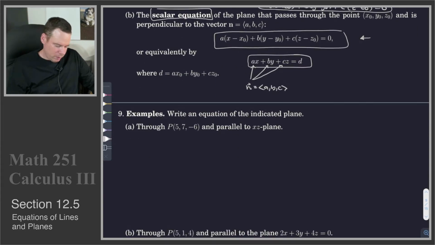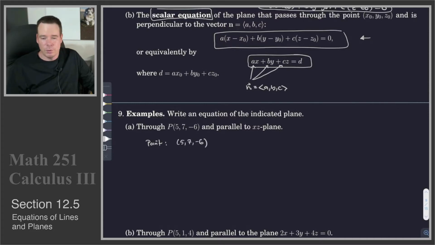All right, let's go ahead and do an example. We are going to write out the equation of the indicated plane. It's a plane that passes through the point 5, 7, negative 6 and is parallel to the xz plane. So what we're going to do is think about those bits of information we need to determine a plane: 3 points, a point and 2 vectors in the plane, or a point and a normal vector to the plane. What kinds of information do I have here? Well, I need a point on the plane, and I have a point on the plane. 5, 7, negative 6 is given to me.